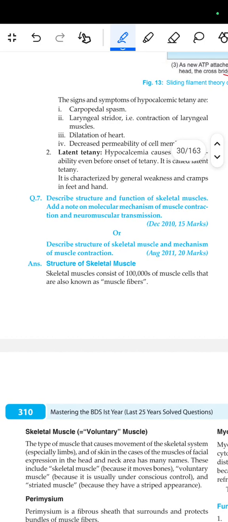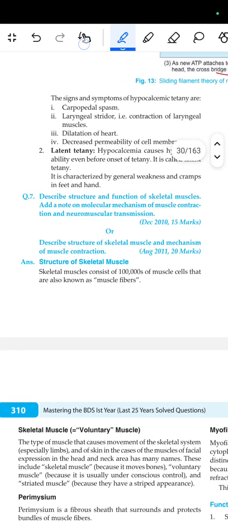So the signs and the symptoms of the hypocalcemic tetany are the carpopedal spasm, laryngeal stridor, that means the contractions of the laryngeal muscle, dilatations of the heart, decreased permeability of the cell membrane. Latent tetany, hypocalcemia causes the hyperexcitability even before onset of the tetany. It is called as a latent tetany. It is characterized by the general weakness and the cramps in the feet and the hand.